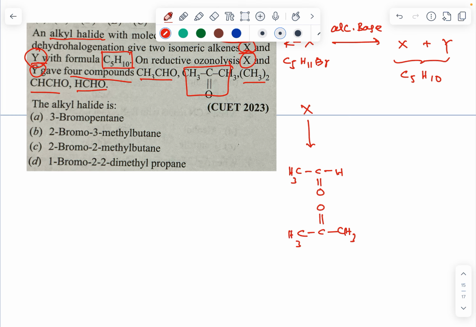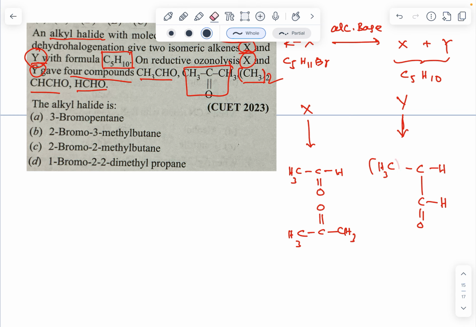And for Y, I am going to get 2-methyl propanal, (CH3)2CH-CHO. For the Y component, I get (CH3)2CH with a single bond to an aldehyde group. Sorry, it is an aldehyde. So what is the other compound? It is CH3, and the last one is formaldehyde.